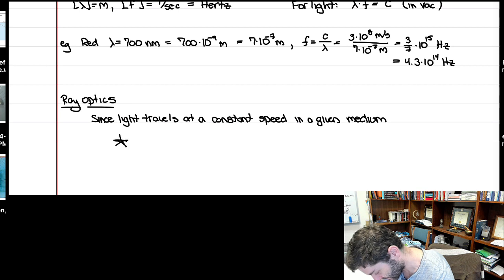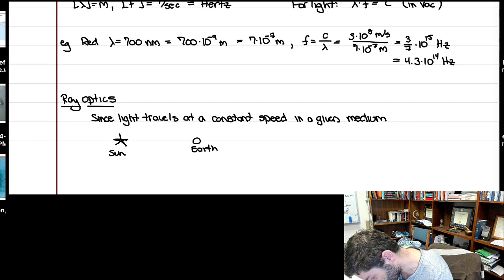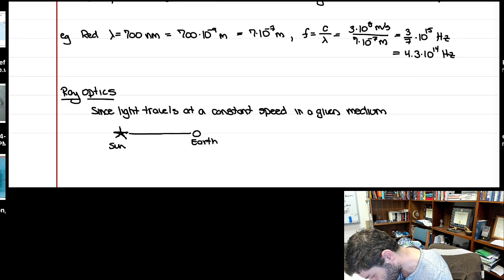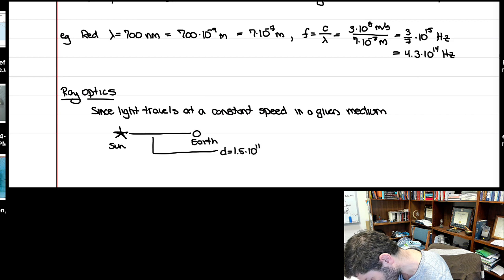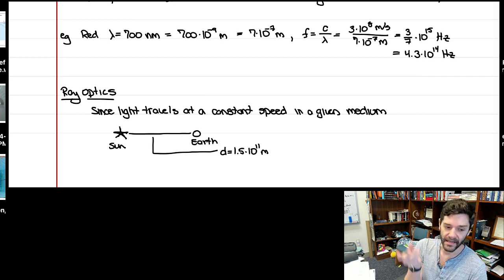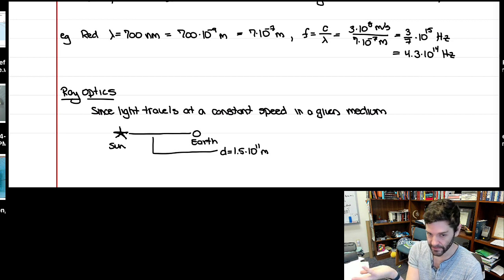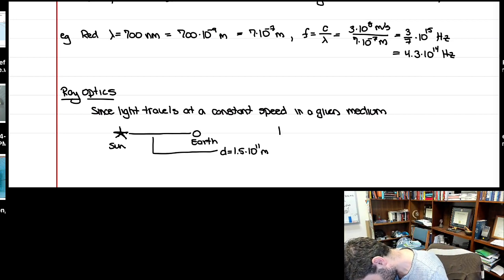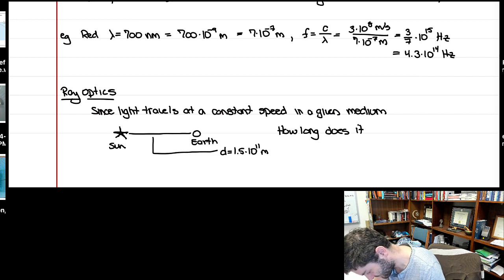Let's do an astronomy example. Here's the sun, here's the earth, and on average there is some distance between them, which we call 1 astronomical unit, but this distance is about 1.5 times 10 to the 11 meters, or about 93 million miles. How long does it take a beam of light to get from the sun to the earth? Not instant, even though light travels pretty fast.